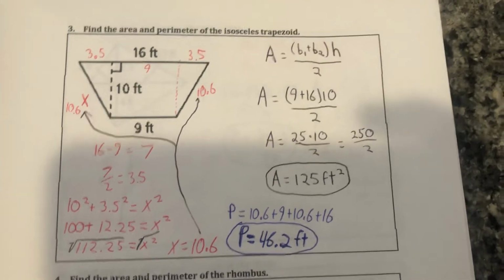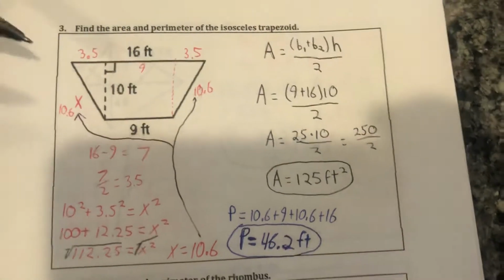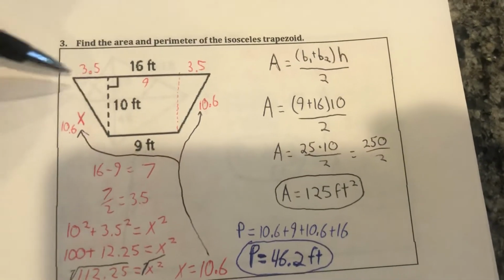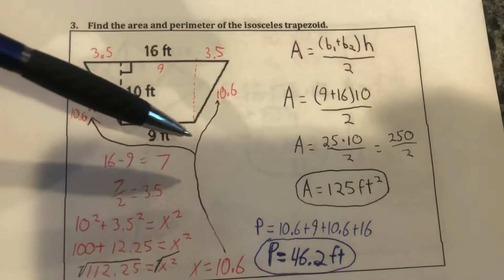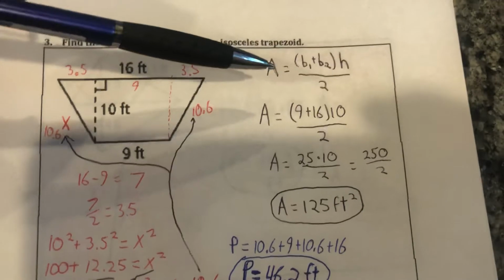Alrighty, taking a look at the trapezoid example. We're trying to find the area and the perimeter again. Now, looking at everything they gave us at the beginning, they gave us a base, they gave us a second base, and they did give us a height. So for the area equation, we actually have everything we need.